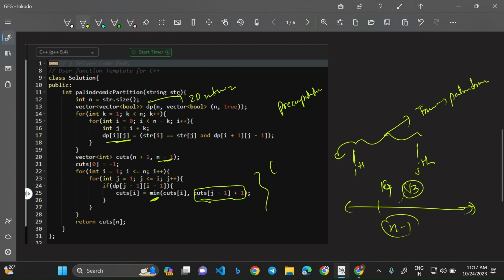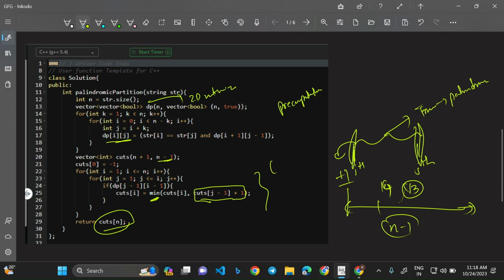So if I find a particular substring as a palindrome, then I'll be asking to the left how many cuts were there, and I'll be adding plus 1 to it. And this is how I'll be updating the minimum. I'll be taking the minimum of the present value and the answer that I'm getting from cuts of j minus 1. And finally, we'll be returning cuts of n. I hope you people understood. Try to do the dry run. You'll definitely understand. I've already done the dry run, so you can just watch it if you are not able to understand.